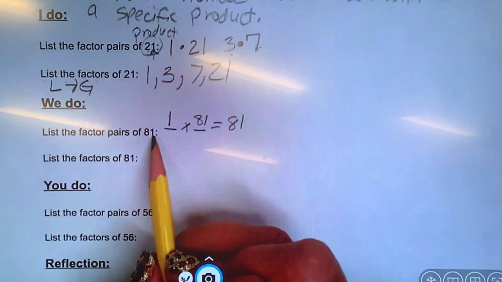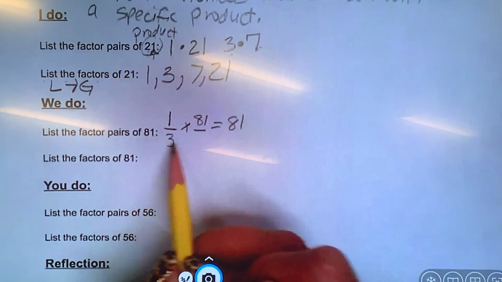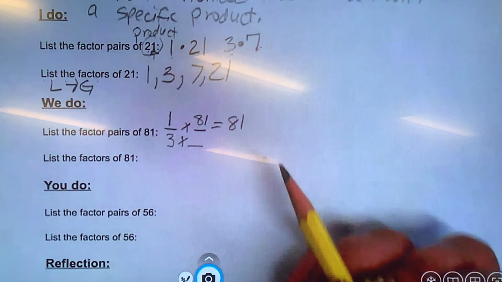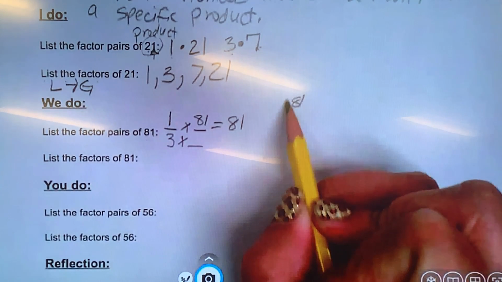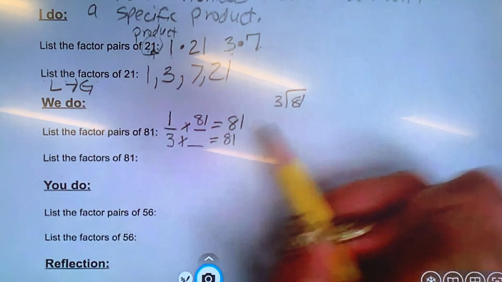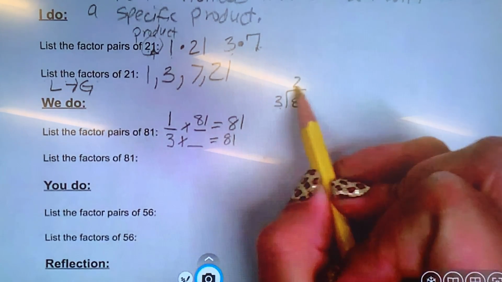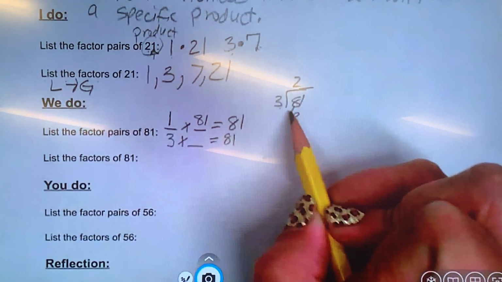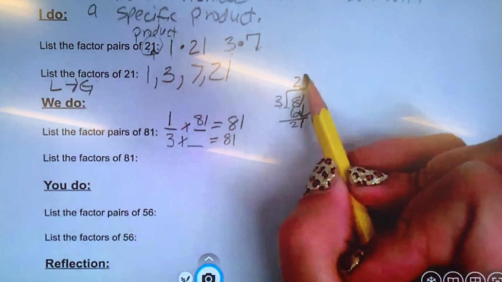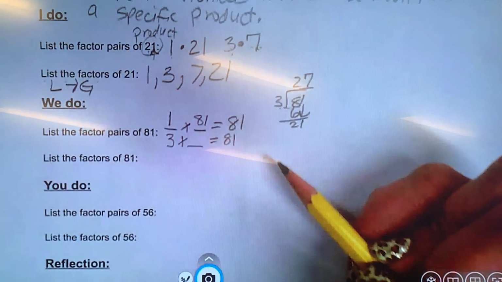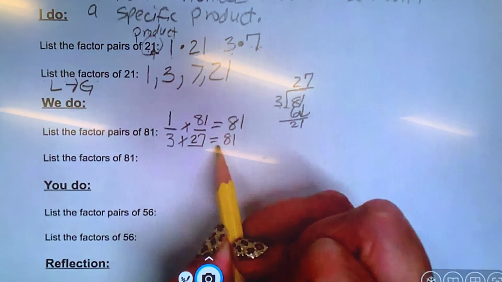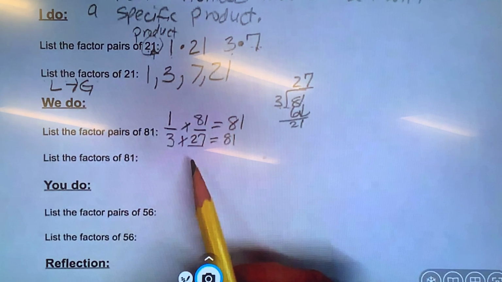8 plus 1 is 9, so we know 3 is going to go into it, but I'm not sure how many times. So I'm going to divide 81 divided by 3 to see what my missing product is. 3 goes into 8 2 times. 2 times 3 is 6. That leaves me with 2 left. 3 goes into 21 7 times. We said that right up here. So 3 times 27 equals 81. So that's another factor pair.